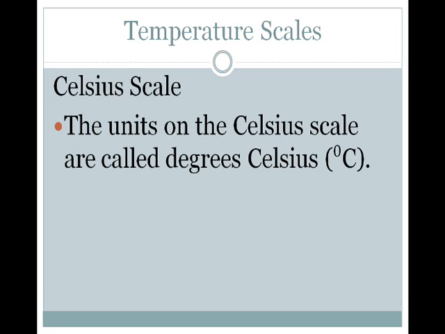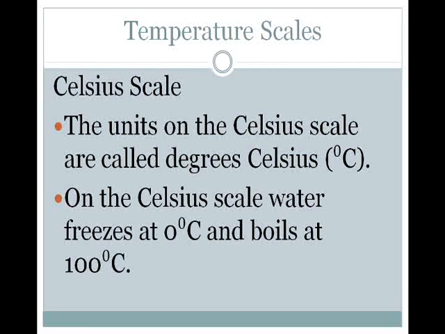Now, let's look at more detail of the Celsius scale. The units on the Celsius scale are called degrees Celsius. And on the Celsius scale, water freezes at 0 degrees Celsius and it boils at 100 degrees Celsius. And you're going to need to know these 2 types of things with the Fahrenheit scale and the Celsius scale.